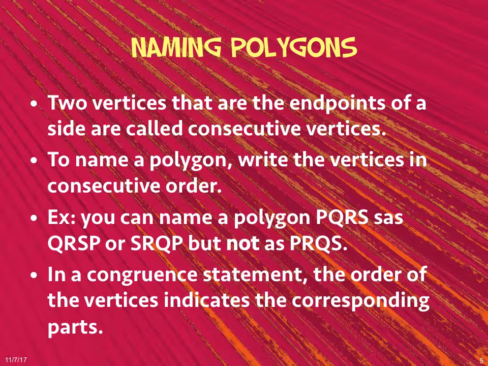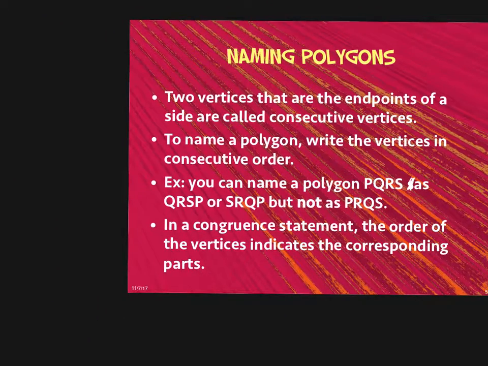All right, so naming the polygons. The 2 vertices that are the endpoints of a side are called consecutive vertices, one after the other. If I'm going around my vertices clockwise or counterclockwise, the ones that I hit one after the other are called consecutive vertices. To name the polygon, you have to write the vertices in consecutive order. So something called PQRS can be named QRSP or SRQP, but it can't be named PRQS. I'll give you a visual. It's a little bit easier.